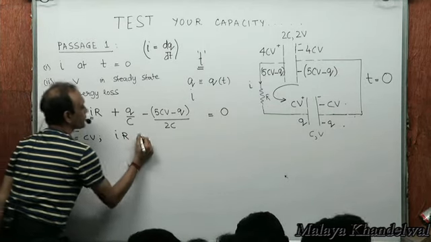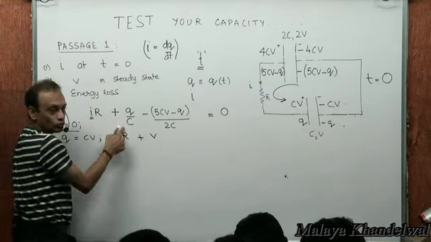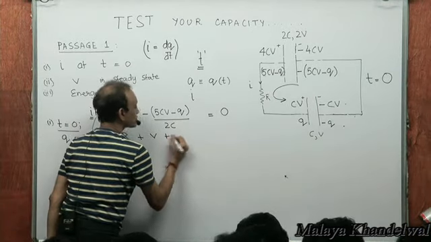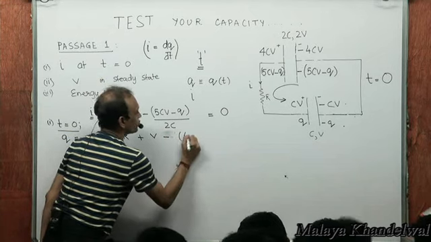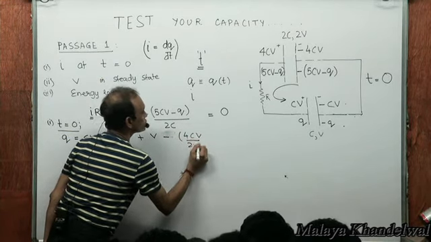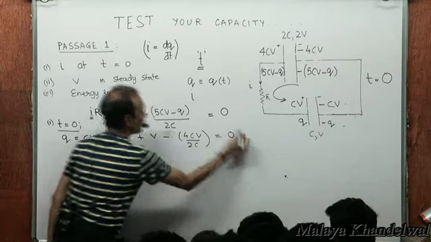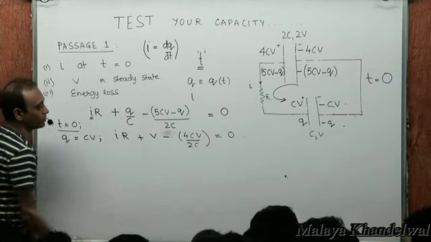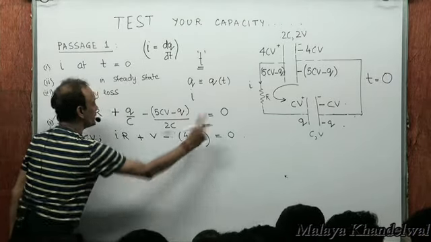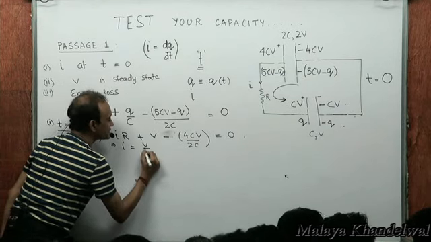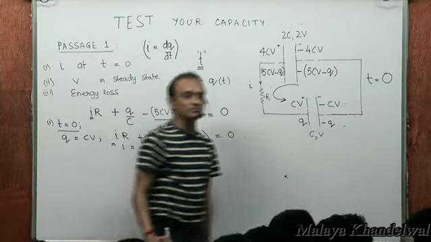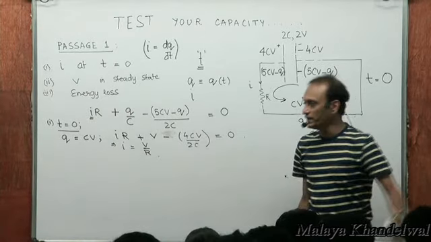So IR plus this will become V. Q by C would be V, plus this will be minus 4CV divided by 2C equal to 0. Right or no? So this gives me like 2V. So I then turns out to be V by R, at time t equal to 0, as you can see. Right?